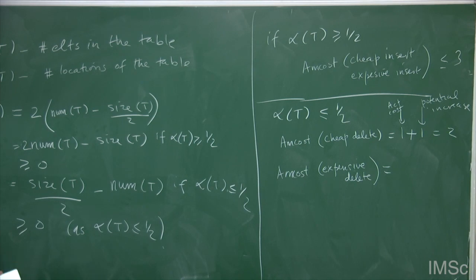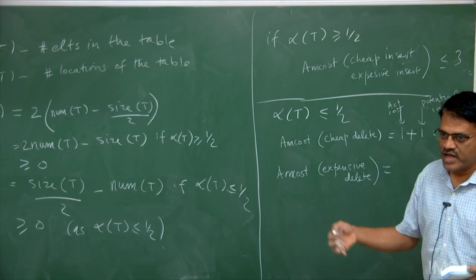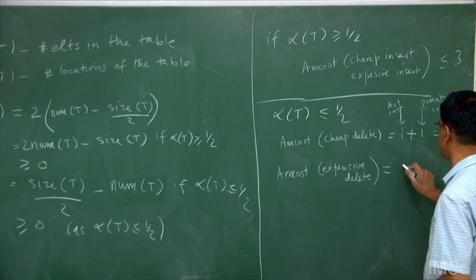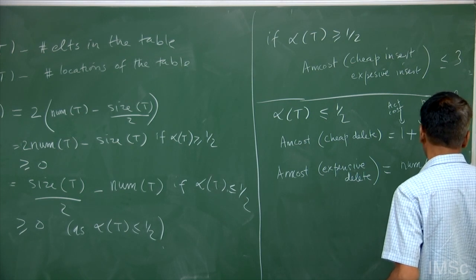So what is the actual cost? Yeah, what's the actual cost? The number of elements in the table after the deletion, because they are the ones that need to be inserted, right? So this is the actual cost. But remember, T_i is always after.